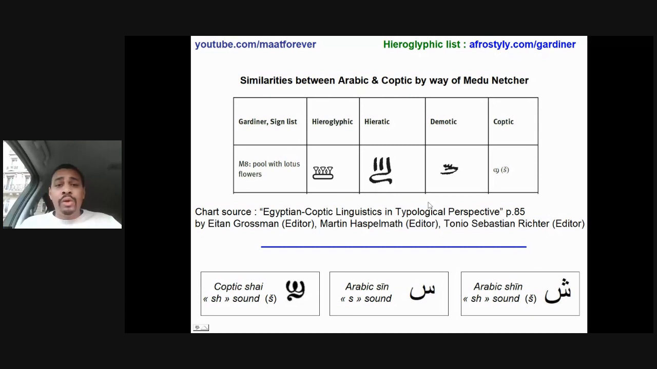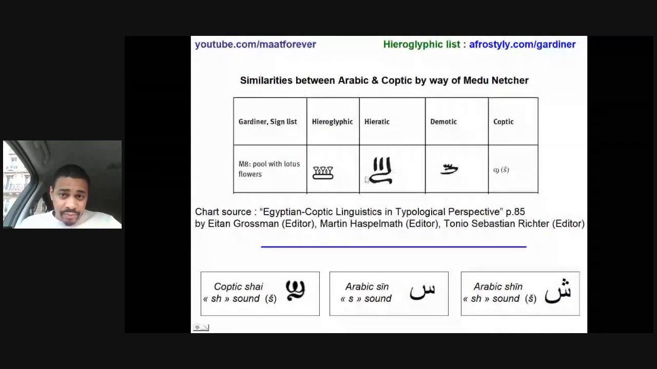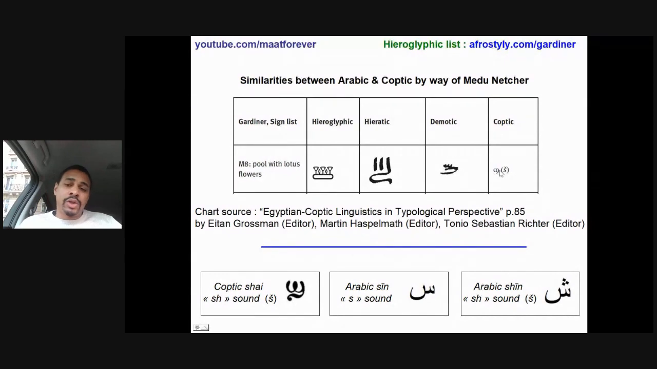So we can see that from the Medu Netcher, we first had a hieroglyphic symbol standing for the sha sound. Then you move to the hieratic. And when you look at the hieratic there and the Coptic, now this is a small version here, but when you look at the Coptic Shai and the hieratic for the M8 glyph, we can definitely see a similarity.